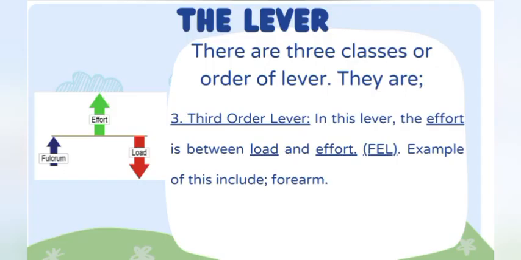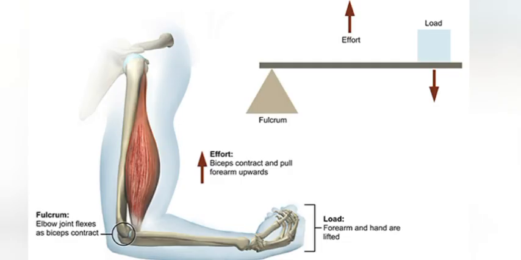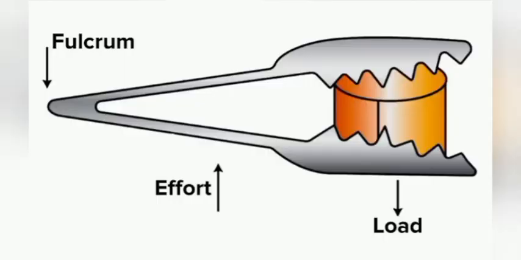For the third order lever, you have the effort between the fulcrum and the load. The example is the forearm. Also in the last class, I told you that a very good example of the third order lever is the tongs. You hold the tongs in the middle. You have the fulcrum or the turning point or the pivot at one end, and the effort is applied where you press down the tongs. Then the tongs will be able to pick the object.